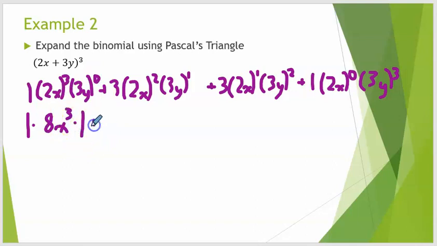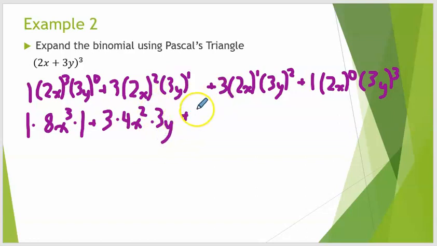Next term, I'm going to have 3 times, this piece, I have 2x squared. Well, the 2 squared will give me 4x squared. And then 3y to the first power is 3y.